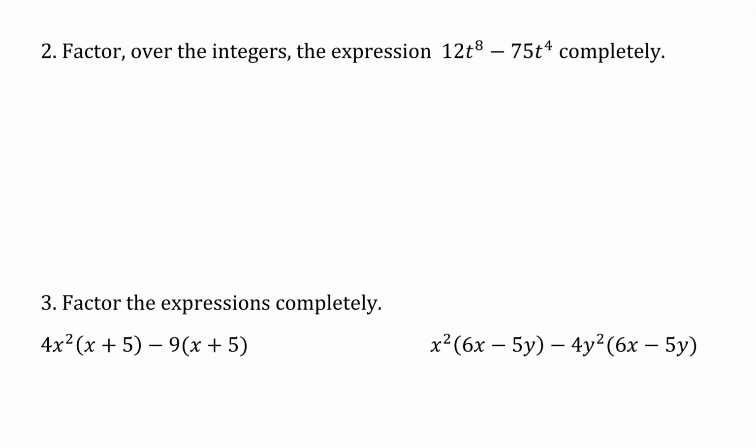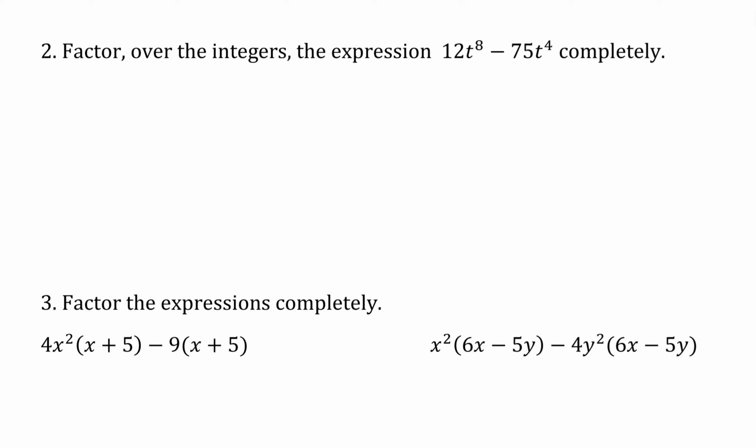Factor over the integers for the expression completely. Over the integers is just a fancy way of saying that we're plugging in whole numbers for t, but we're not doing any of that. It's just asking us to factor. So first thing I want to do here is look at our numbers, 12 and 75, and then I'm going to look at my t's as well. So I see that 12 and 75 have a common factor there of 3.